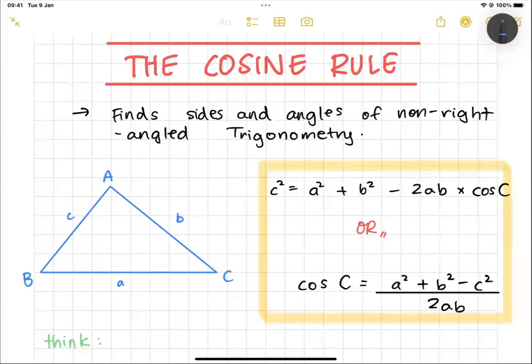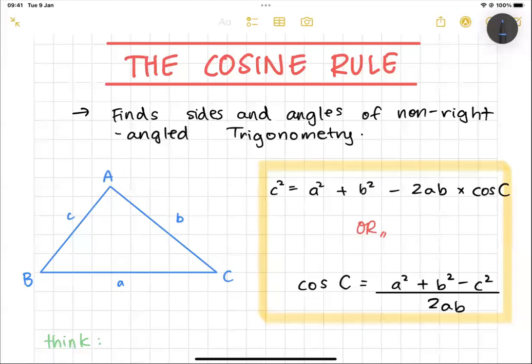Welcome back. Today we are going to look into the second method of solving a non-right angle triangle. The second method is called the cosine rule. And again, just like the sine rule, it'll help us find the sides and angles of a non-right angle triangle.